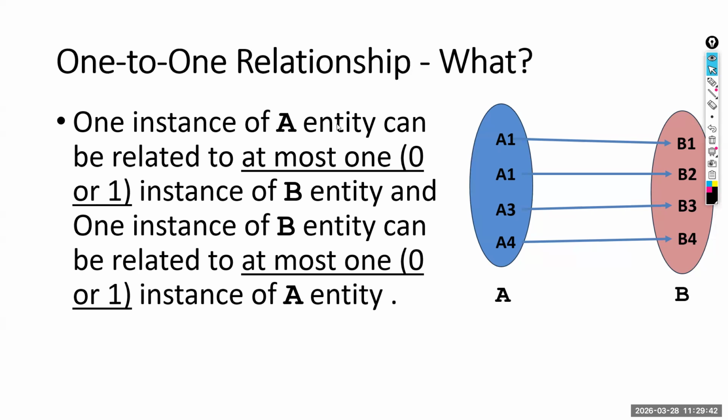Make sure that your answer is the best. Remember the best answer is the simplest, shortest, the most relevant answer. Right. So one-to-one relationship is one instance of A is related with one instance of B, and one instance of B is related with one instance of A.